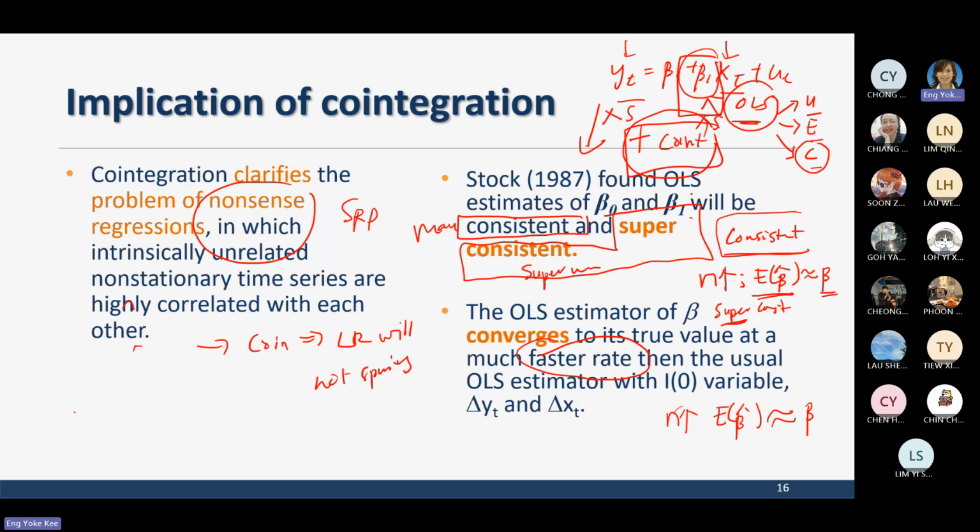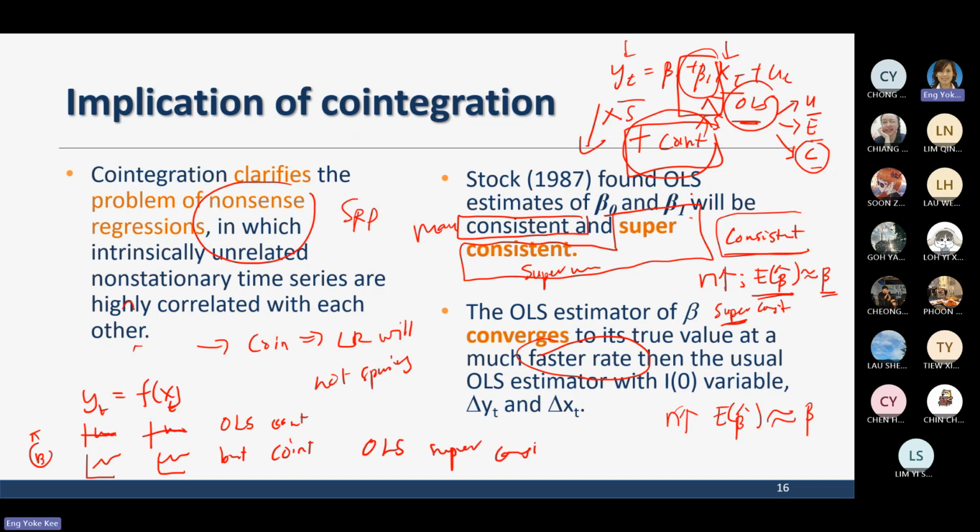Or compare two cases. Case number 1, X and Y stationary. So OLS is consistent only. Case number 2, non-stationary, but there is a co-integration. Your OLS will be super consistent, even better. So that is the concept-wise.